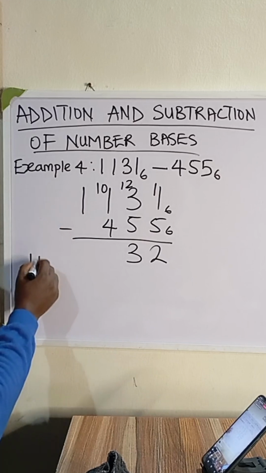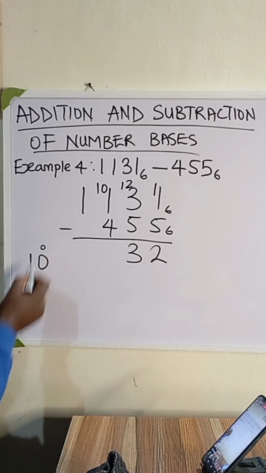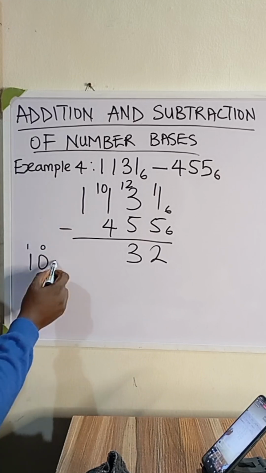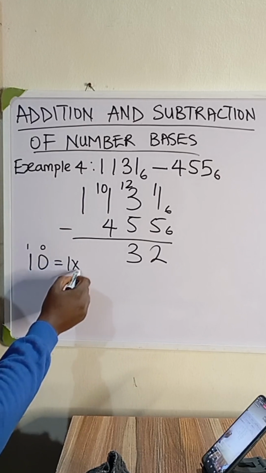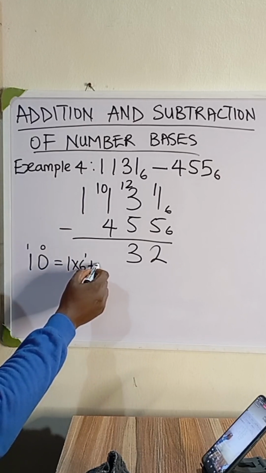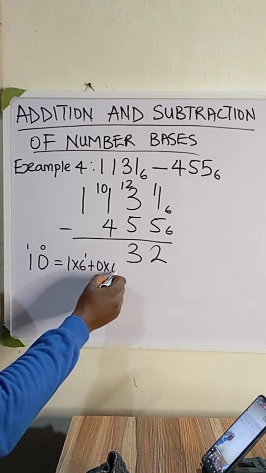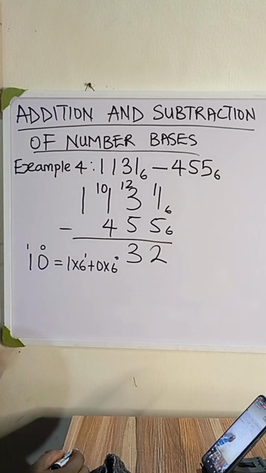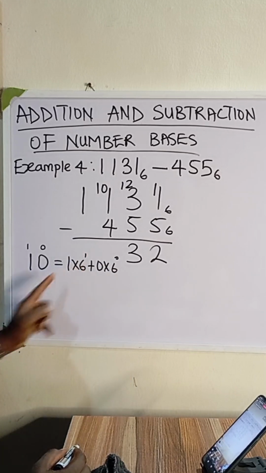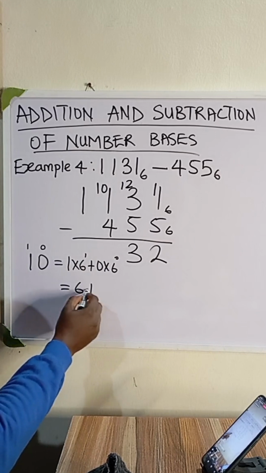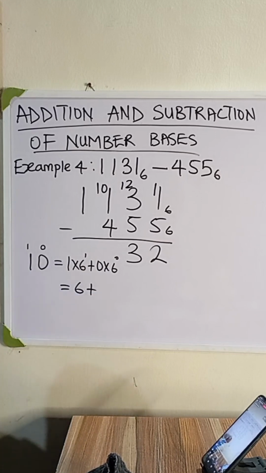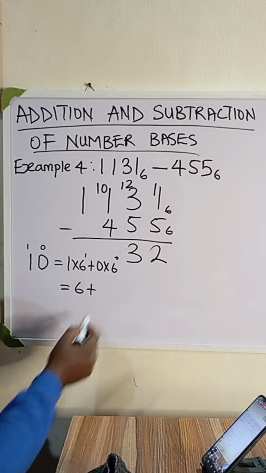So 10, above 0 we have 0, above 1 we have 1. So this gives us 1 times 6 to the power of 1 plus 0 times 6 to the power of 0. 6 to the power of 1 is 6 times 1 is 6 plus 6 to the power of 0 is 1 times 0 is 0.